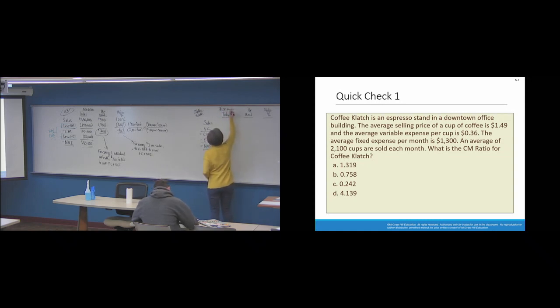Okay, we're going to fill in what we know, and then we're going to go back and fill in the rest. It says the average selling price of a cup of coffee is $1.49. So in my template, where does $1.49 go? Per unit? Sales, right? See where I'm going with this?